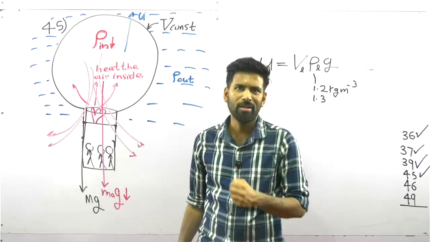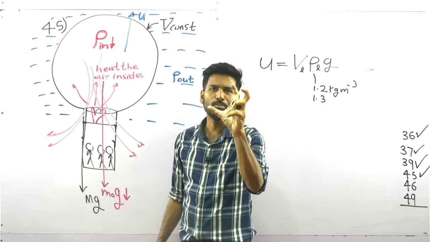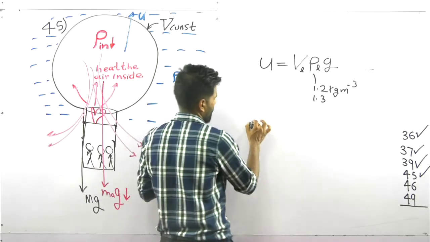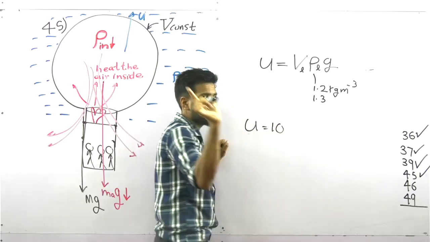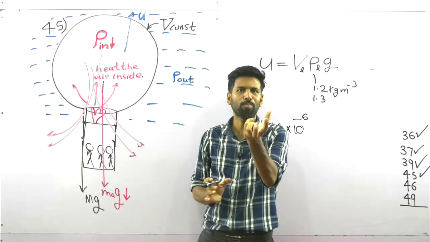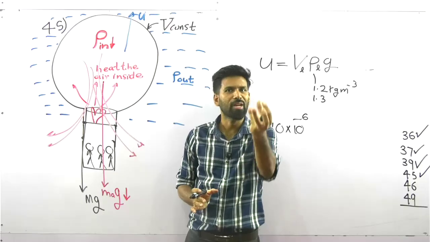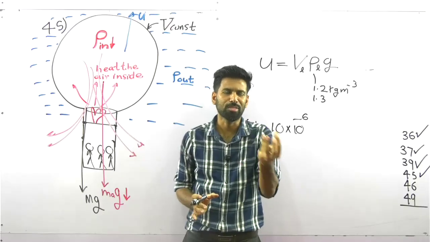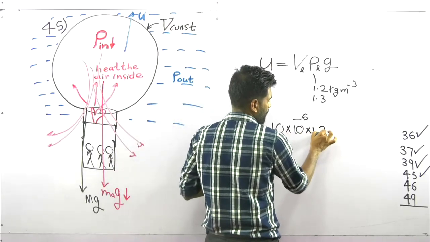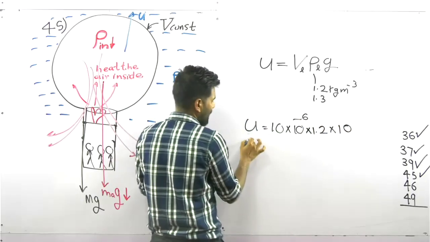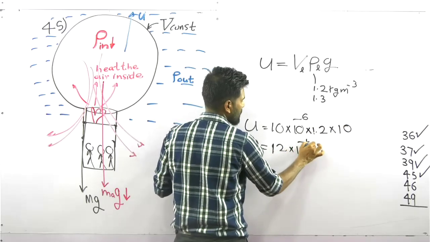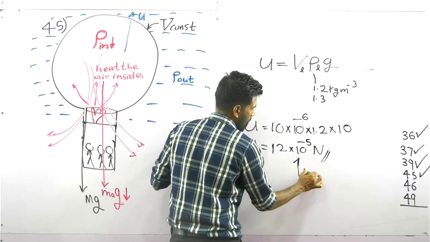Consider a small object having a volume of 10 cubic centimeters, that is 10 times 10 to the power minus 6 cubic meters, attached to a string in air. Density of the air is 1.2, acceleration of gravity 10. So what is the upthrust? 12 times 10 to the power minus 5 newtons. Neglected.